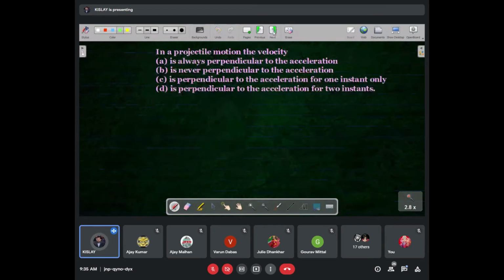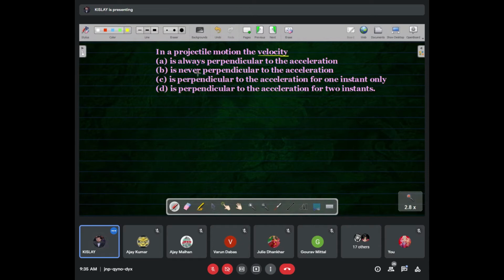Now see the next question. I have taken a conceptual question. In a projectile motion, try to understand the question clearly. In a projectile motion, velocity is always perpendicular to the acceleration. See, this is the ground, this is the vertical line, the object is thrown in this direction, it is the initial velocity, and acceleration is in the downward direction. Here it is the acceleration.